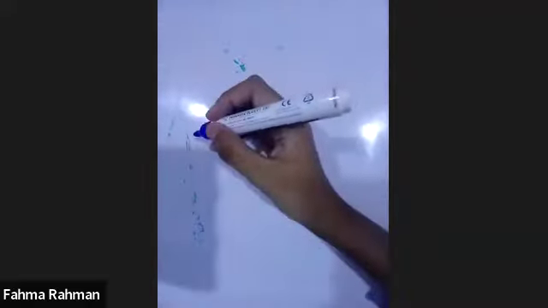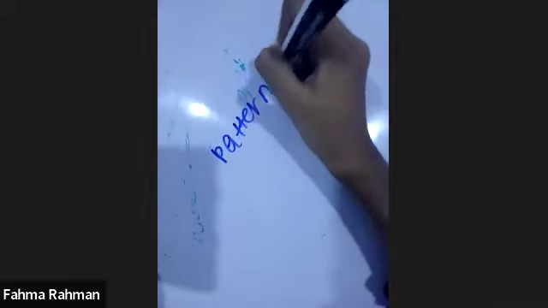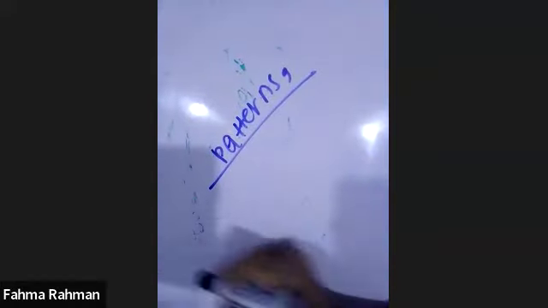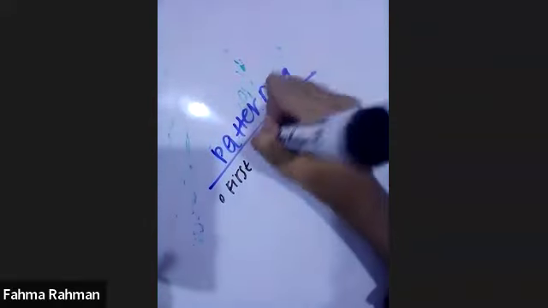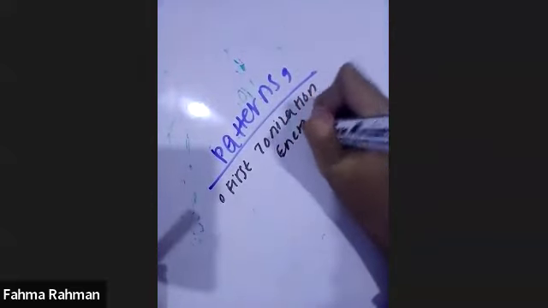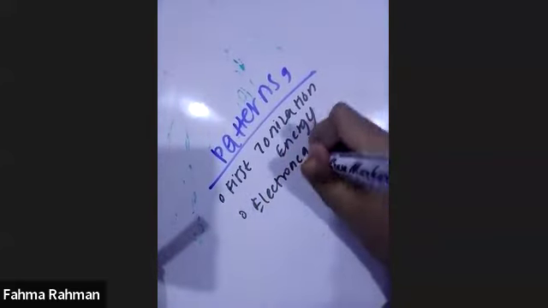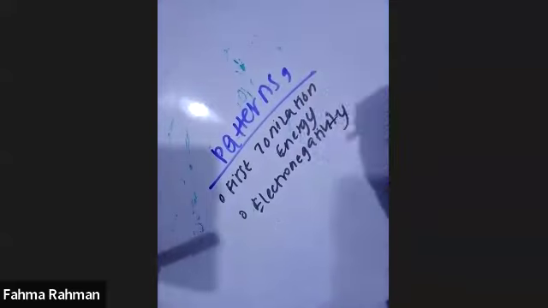Then you have the patterns which are seen in the periodic table. You just have two patterns in your syllabus for now. One is first ionization energy, and the other one is electronegativity.